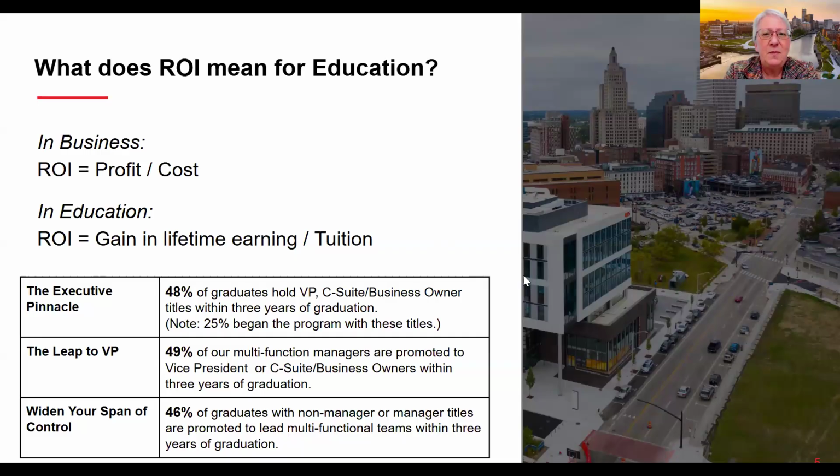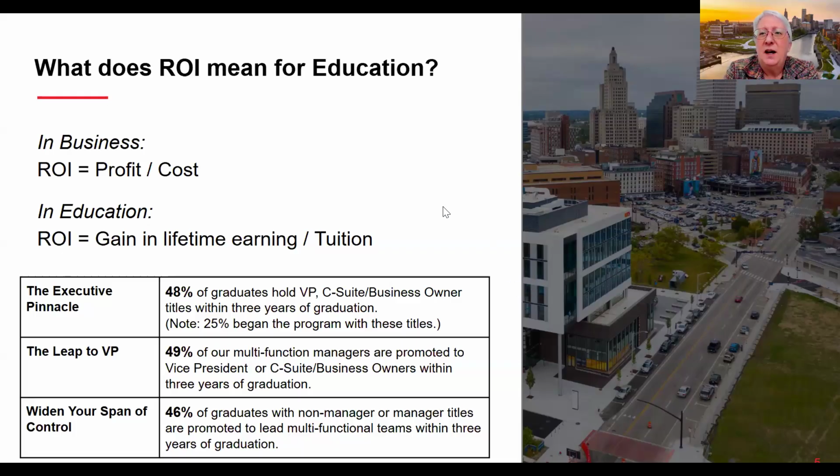C-suite level. Next is kind of that leap to vice president. Many of our students are more mid-career and are thinking about how do I achieve that next level. And after the program, almost 50% of our students who are what I would call multifunctional managers, so they have more than one functional department or service or aspect reporting to them, are promoted to that vice president or C-suite role within 3 years of graduation.